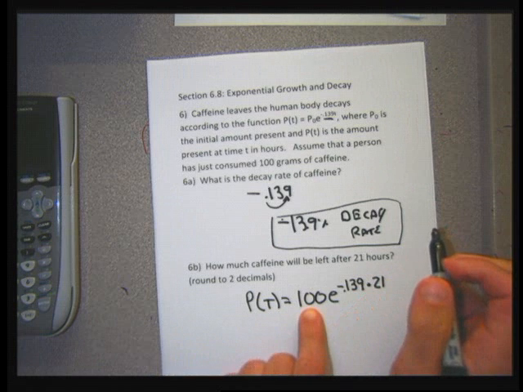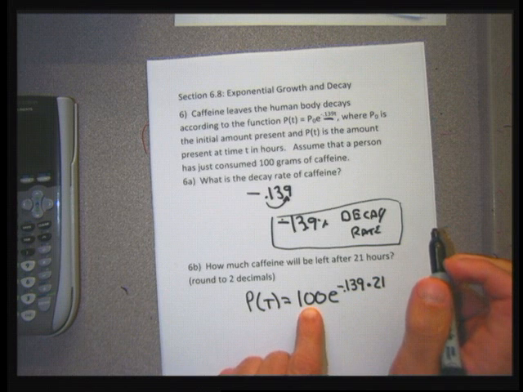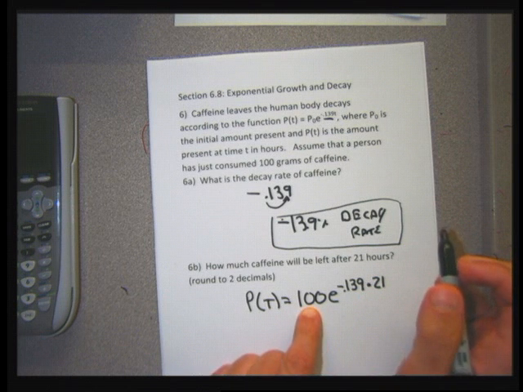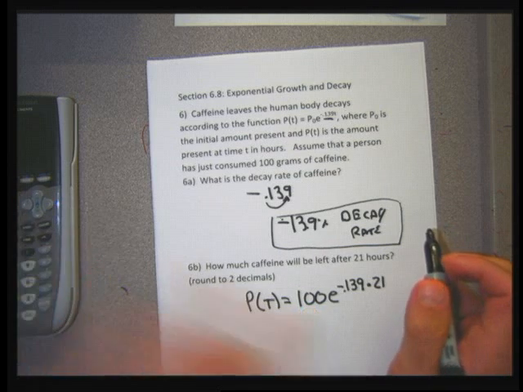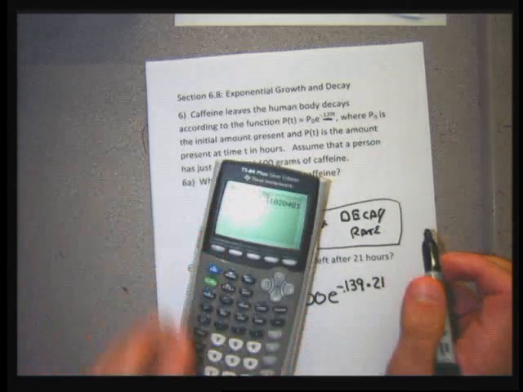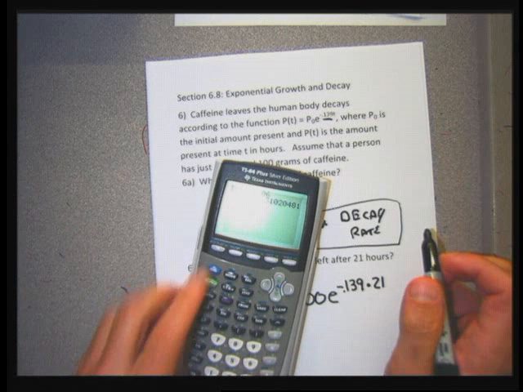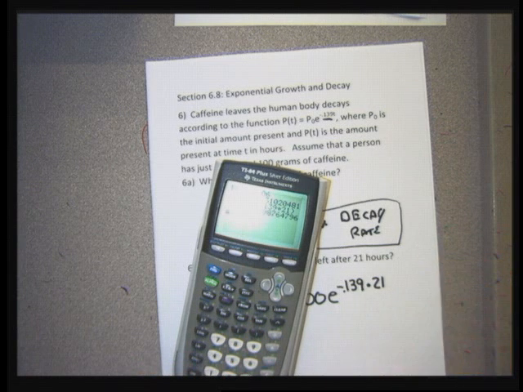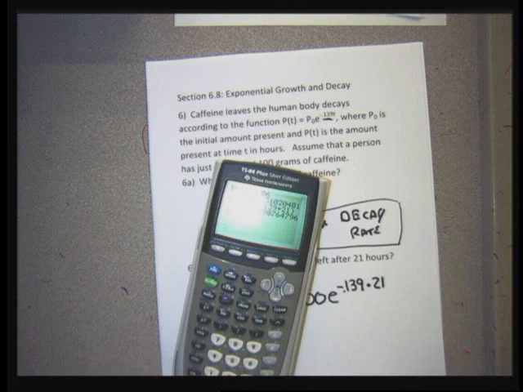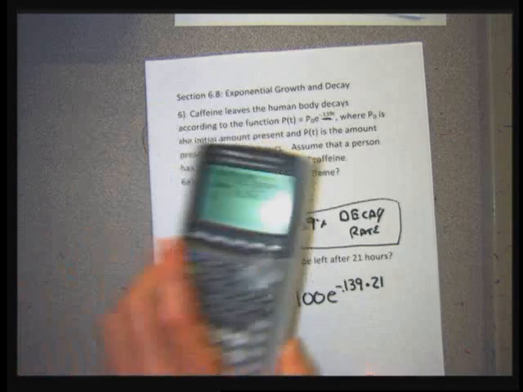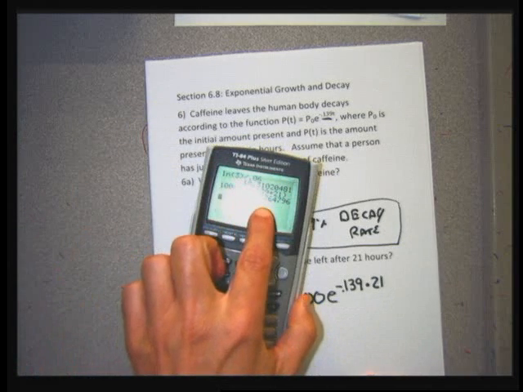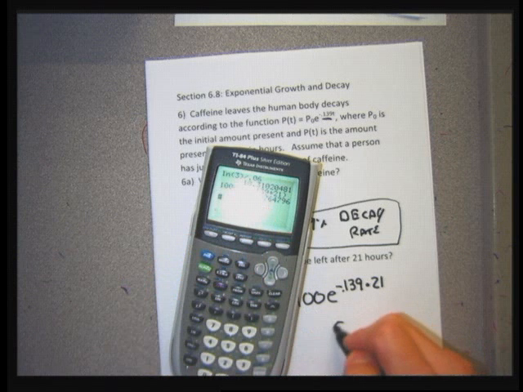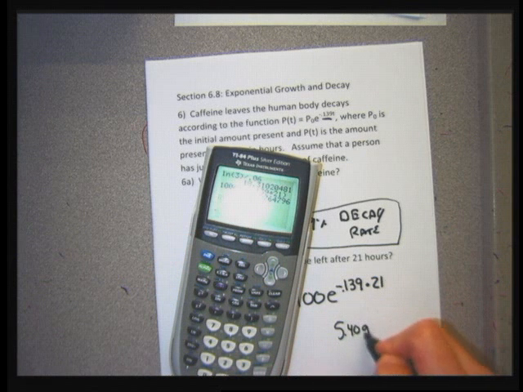So after consuming 100 milligrams of caffeine, which is probably just a coffee or a couple cans of Coke, how much will be left in your body after 21 hours? I'll go 100, then second ln, negative 0.139 times 21. It says to round to 2 decimals. All right, 5.398, which is 5.40 milligrams left. So most of it's gone.